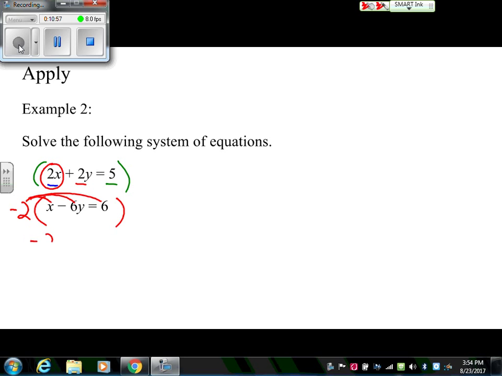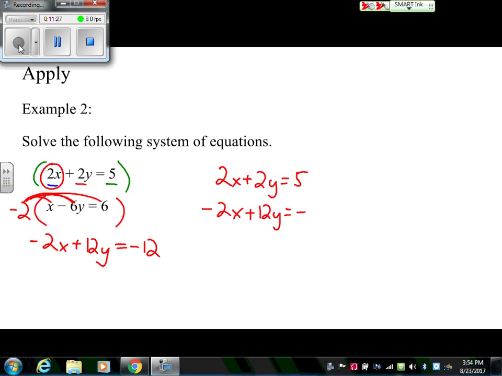So I'll have negative 2x plus 12y. And again, I got that by taking the negative 2 times the negative 6. So negative times a negative gives me a positive. And then finally, negative 12 here at the end. What I'm going to do is write my two equations, this original one that I have in the green parentheses, 2x plus 2y equals 5. I'm going to write that over this other equation that I got by distributing the negative 2. So I have negative 2x plus 12y equals negative 12.